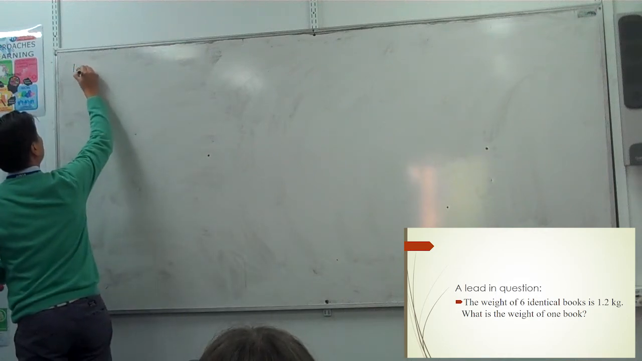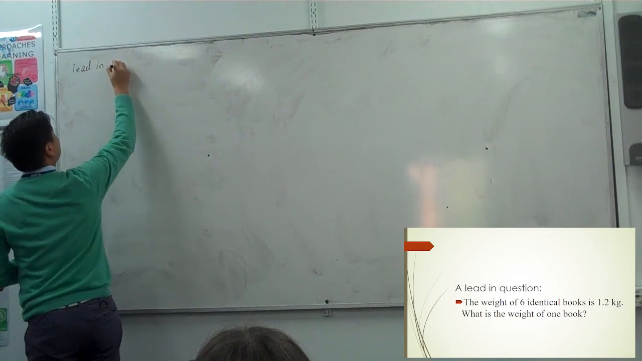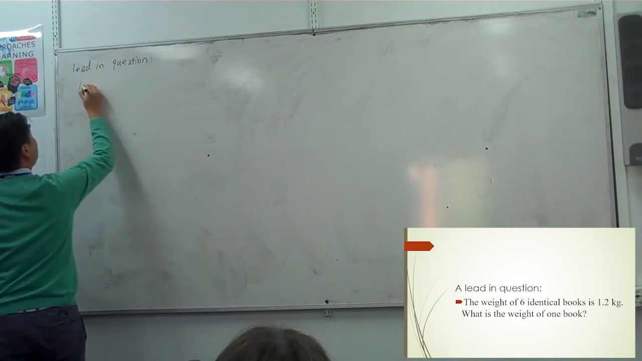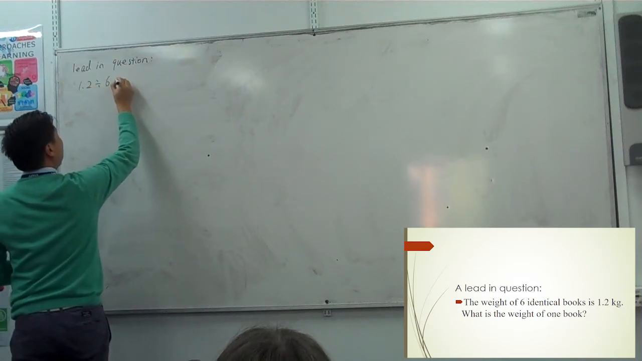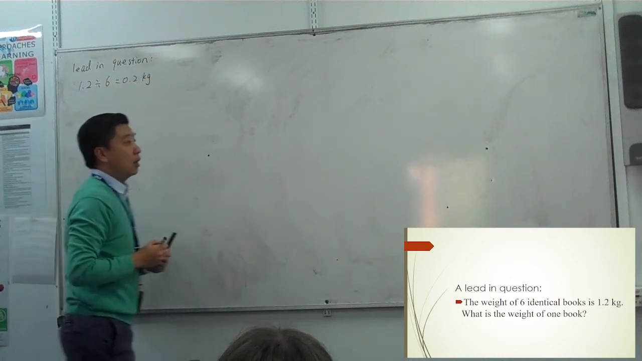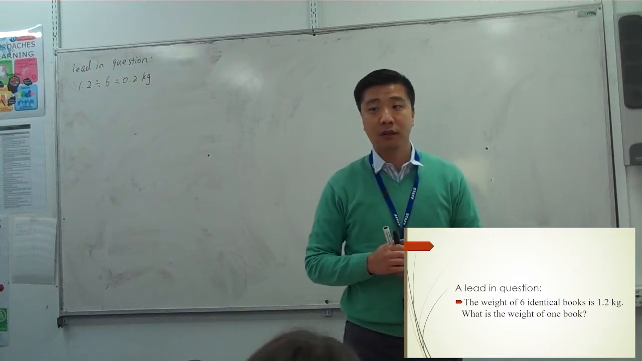Okay, so that's a lead-in question. Alright, so 1.2 divided by 6. Okay, so the answer is very easy. So 0.2 kilo, which means one book is 0.2 kilo.